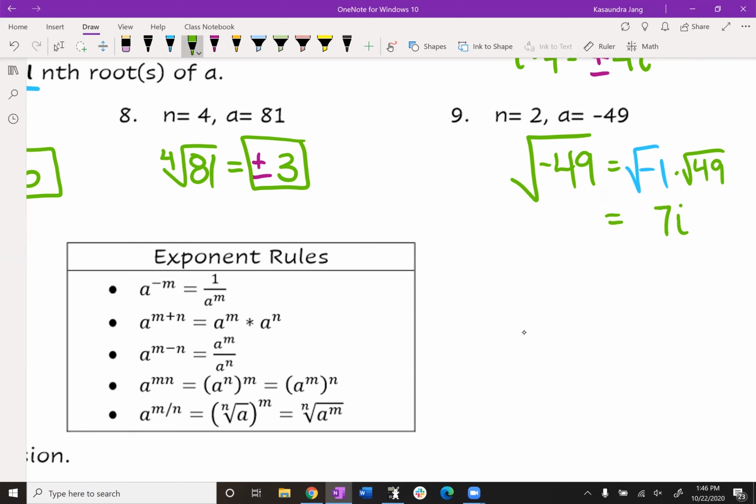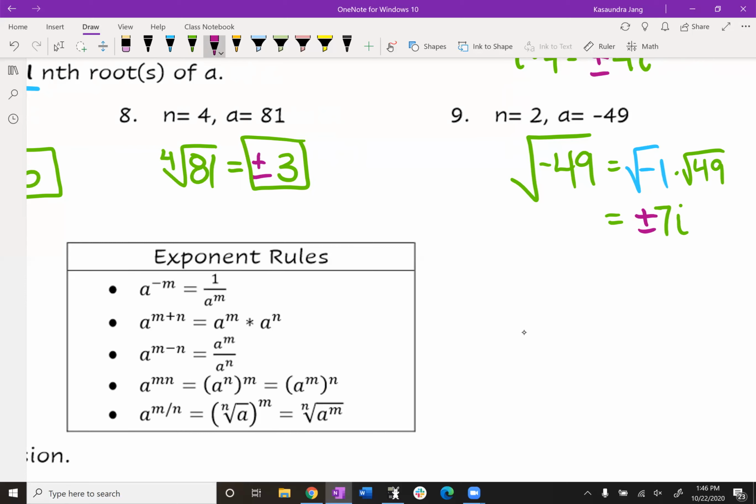Okay, so I usually ask myself about the imaginaries, and then I ask myself about the plus or minus. Do I get a plus or minus on this one? What do you think, Abigail? Plus or minus? You do? How'd you know that? Nice, it's an even root, like the n is an even number. Even root, you get a plus or minus, so I have a plus or minus 7i.